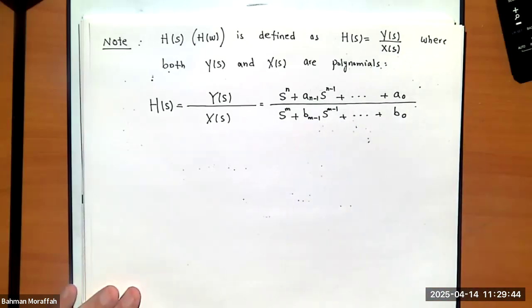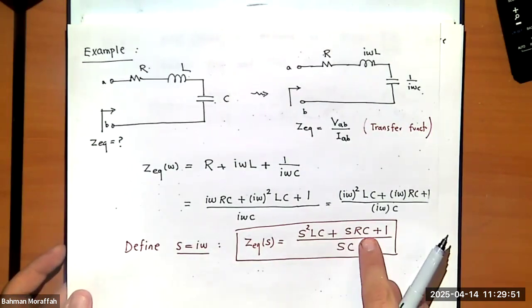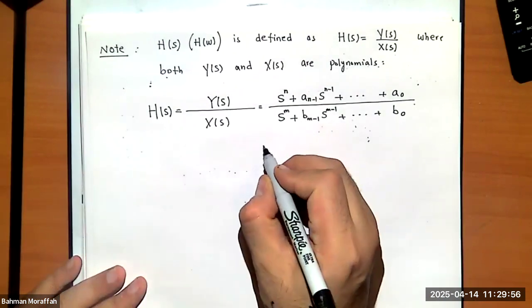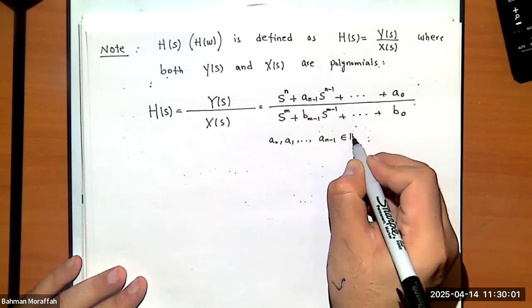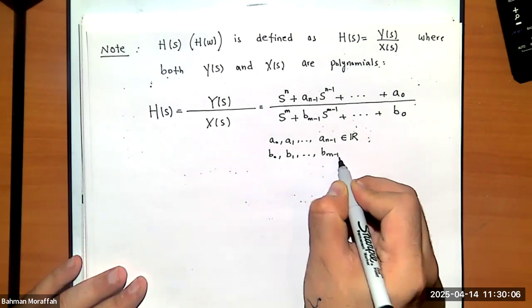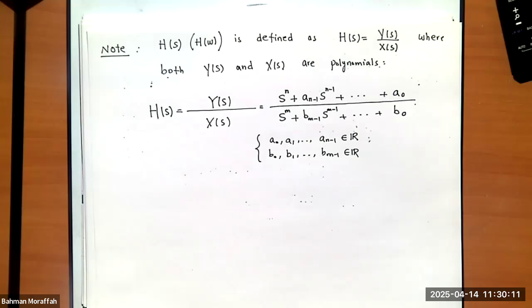It's coefficients of coefficients. The coefficient over here is LC, the coefficient over here is RC, they're like real numbers. So I know that a1 all the way to an minus 1 belongs to R, and b1 all the way to bn minus 1 is also. So what it tells me is that these two polynomials are real polynomials. Real polynomials means the coefficients are real.